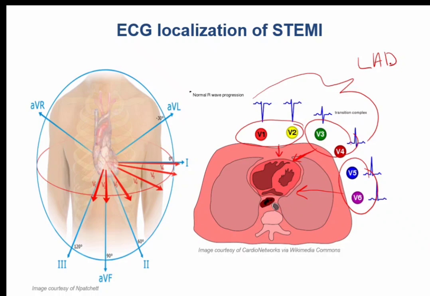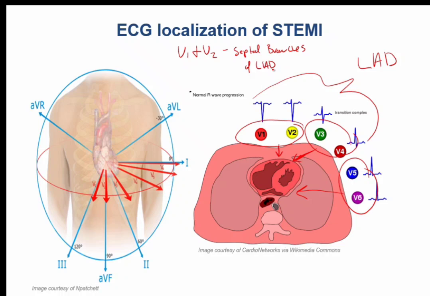And as you can see from our diagram here, V1 and V2 are in rather close proximity to the anterior septum. And which coronary artery supplies 2/3 of the anterior interventricular septum? There you go, it's the septal branches of the left anterior descending artery. So this is why an infarct in the septal perforating branches of the LAD will show up as ST changes in V1 and V2.